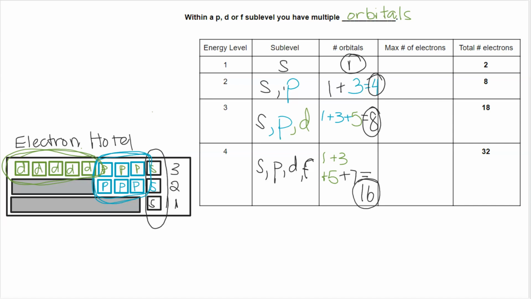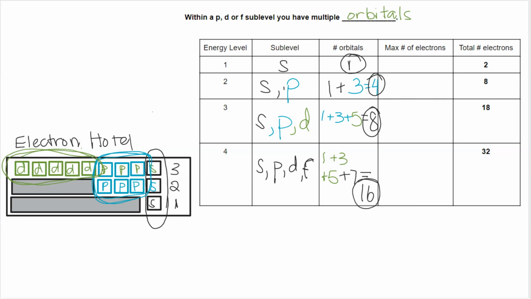Okay, so how many electrons did we say an orbital can hold? How many electrons can one orbital hold? Type your answer into the chat. How many electrons can just one orbital hold? All right, yes, everybody who put 2 is correct. A single orbital can hold 2 electrons.